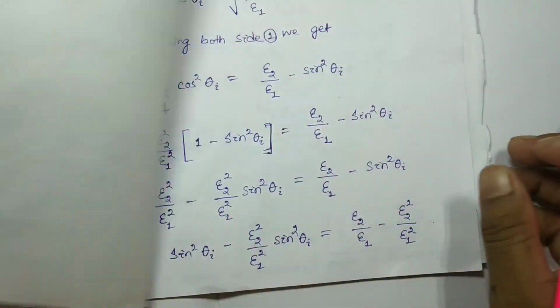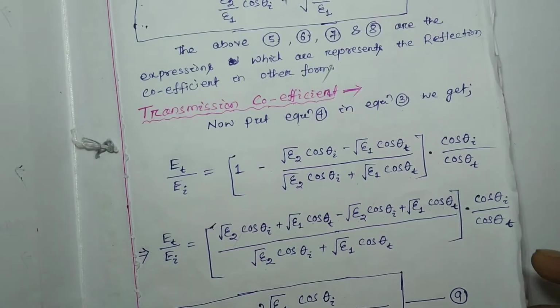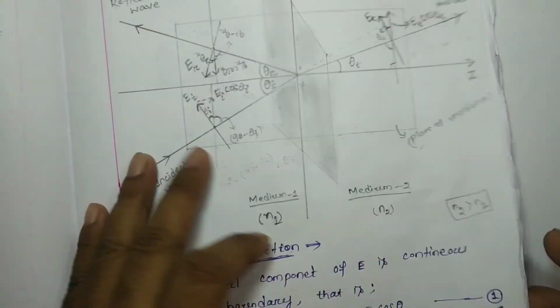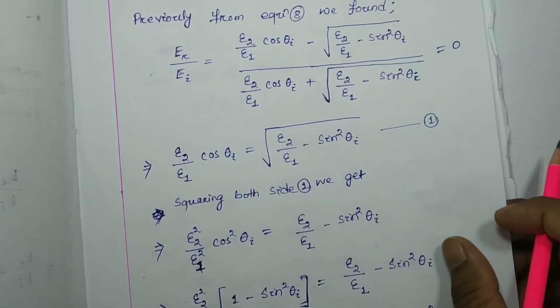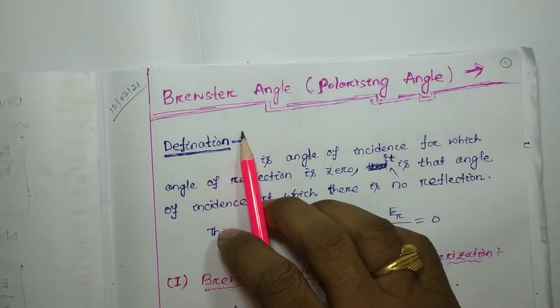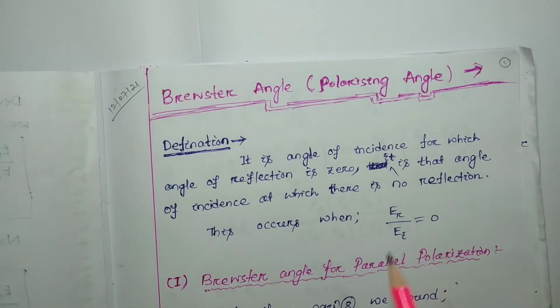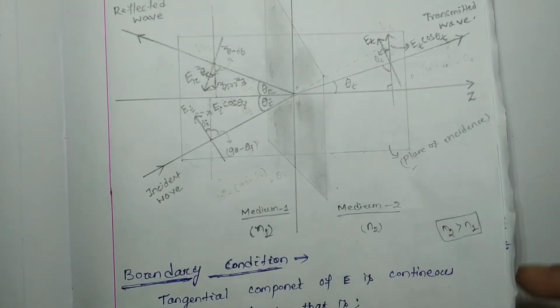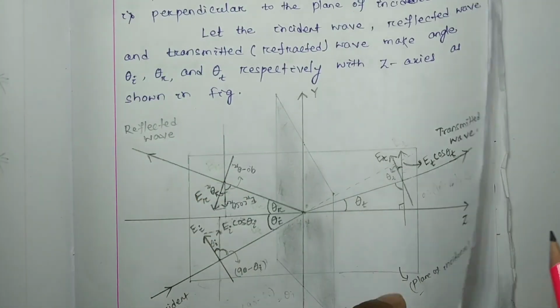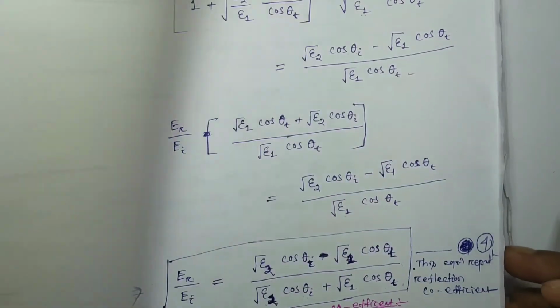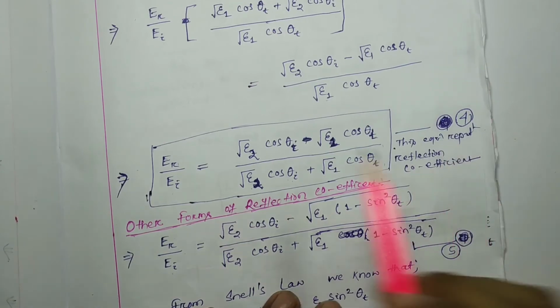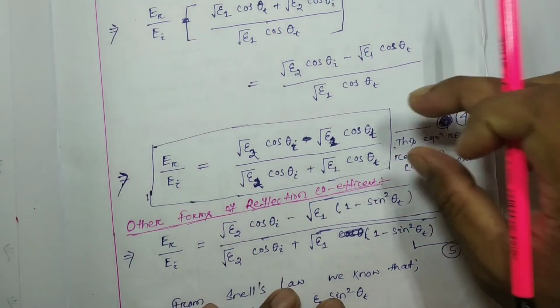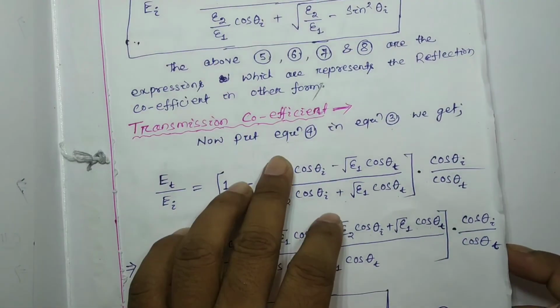Okay, so here we have to stop our today's class. In the next class we are going to discuss the Brewster angle or polarizing angle. I suggest that you pause the video, write down the notes carefully, and write up to this much. This is your reflection coefficient, and we are using this one to find the transmission coefficient.